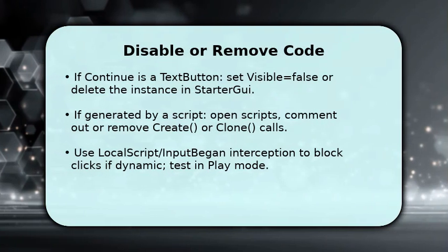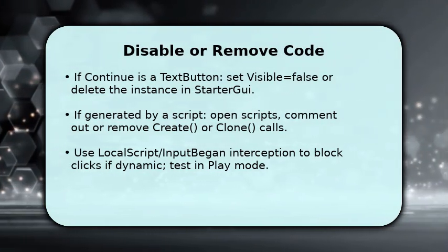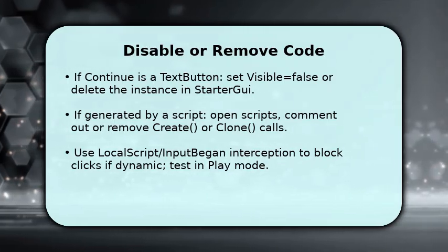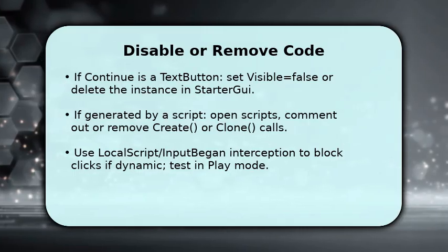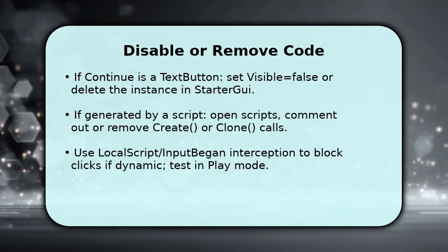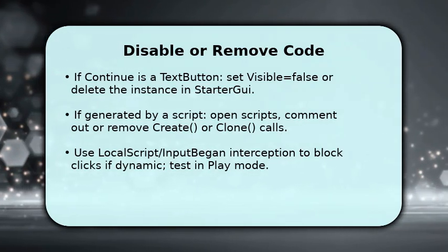Now remove or neutralize the code that shows Continue. If it's a static text button, either delete the instance from Starter GUI or set its Visible property to false. This persists to new players. If a script spawns it, open that script, locate create/clone or parent assignments, and comment out or remove those lines.